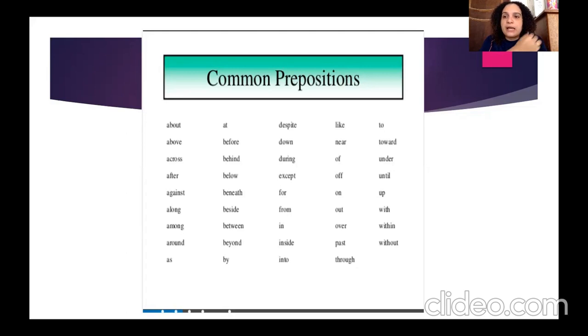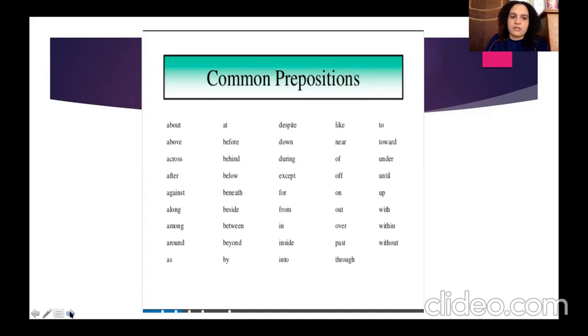gostar, no. Like means como, okay? I like chocolate like my father. My father likes chocolate too. Near, off, of, on, out, over, past, through, to, toward, under, until, up, with, within, without. Okay? So obviously, if you are interested, you can learn more about these prepositions. You can use them in a sentence as well. But for now, I want you guys to recognize these prepositions.